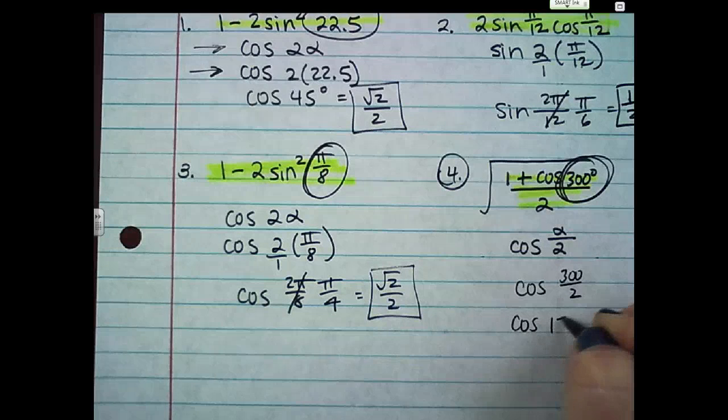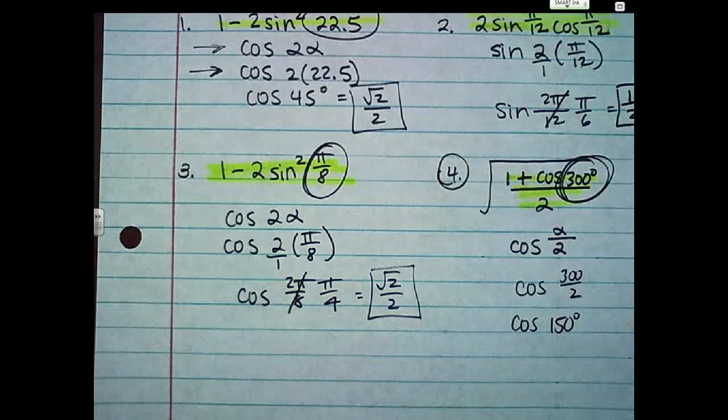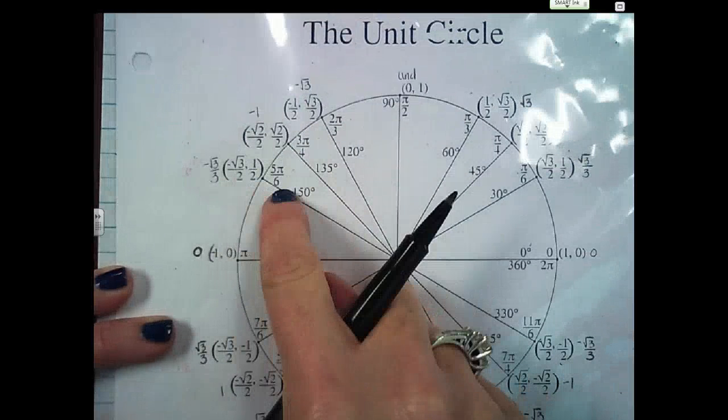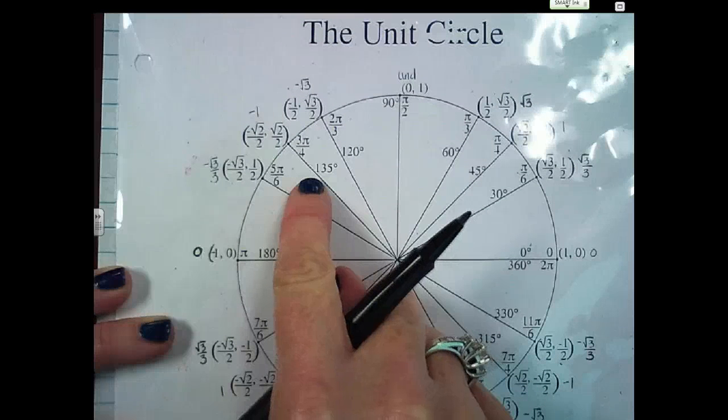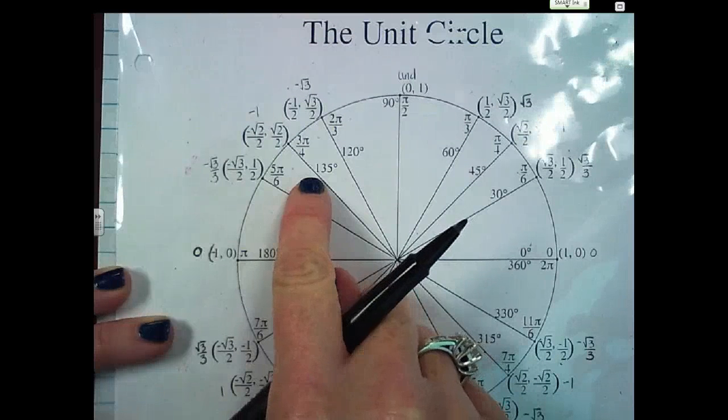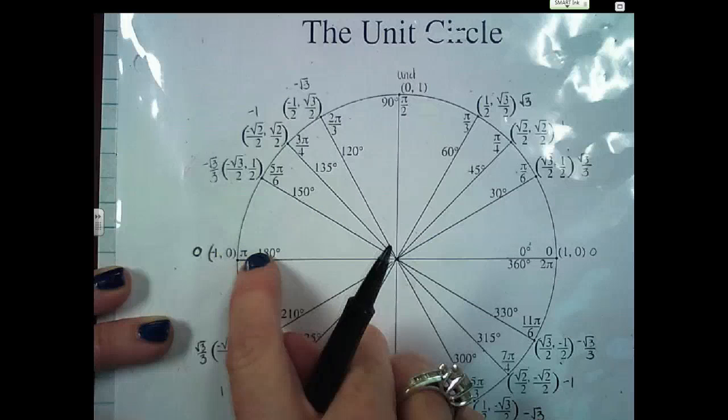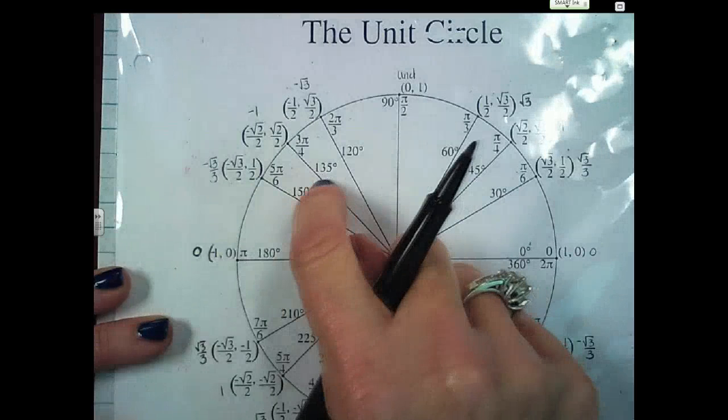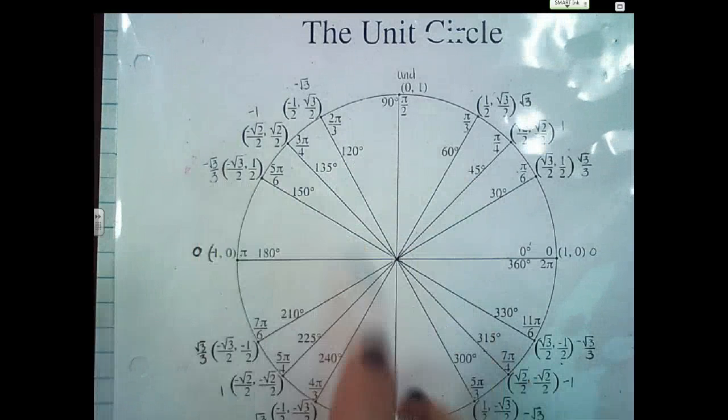Now guys, cosine at 150 degrees on your unit circle, okay, 150 is over here in quadrant 2. And cosine in quadrant 2 is negative, right? Because you're talking about the x value. So if you're going this way on the unit circle, cosine at 150 should be a negative number. So it's negative root 3 over 2.